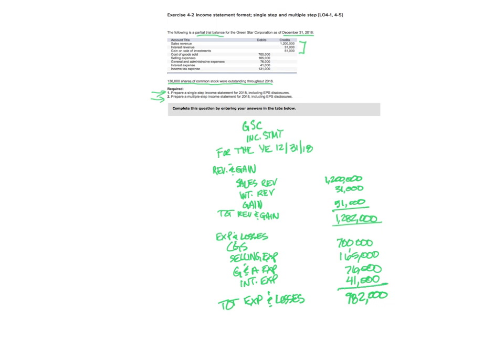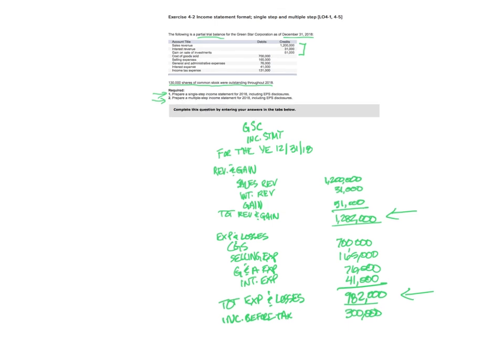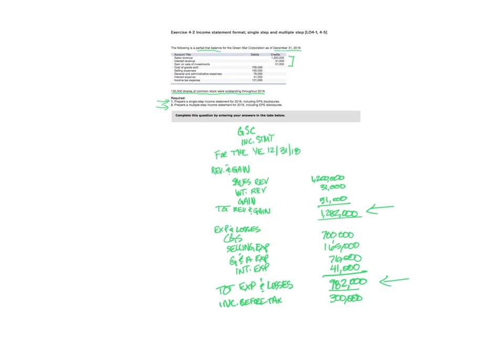We're then going to go ahead and take income before tax as a subtotal. And this is going to be the combination of revenues and gains minus our expenses and losses. That's going to give us a total of 300,000. And then we're going to take out tax expense. So we'll subtract tax expense, which is 131,000.